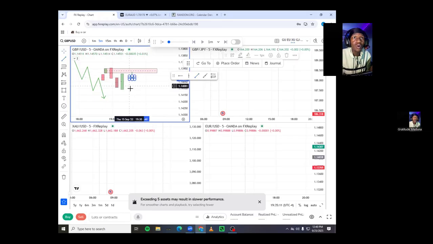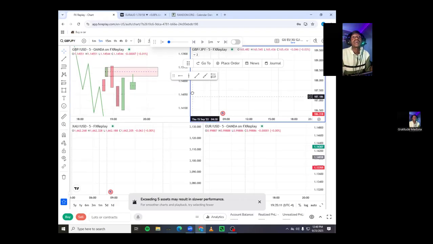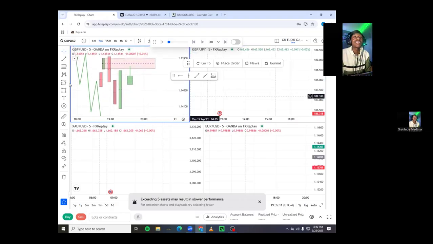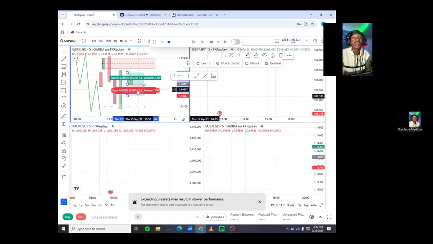And as soon as it wicks inside that zone, I'm placing a sell stop order. This is a sell example now. Placing a sell stop order, meaning for the next candle that opens, and then my stop loss will be in the midline of the zone.